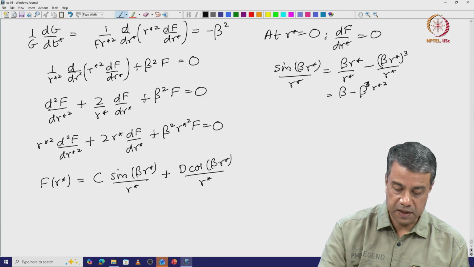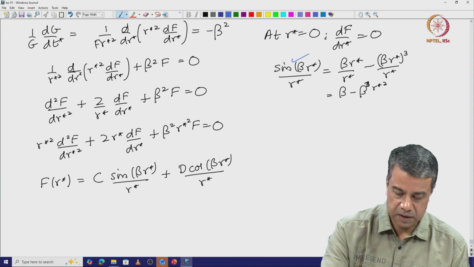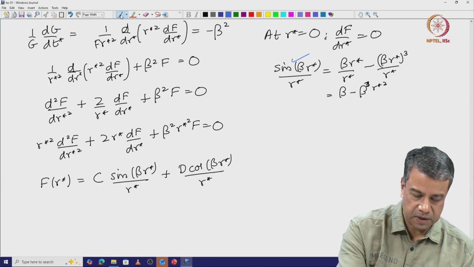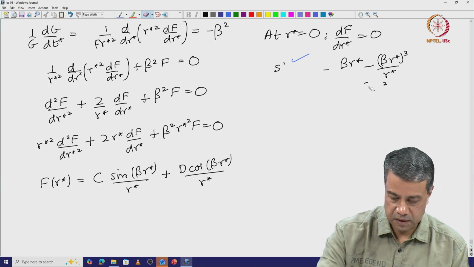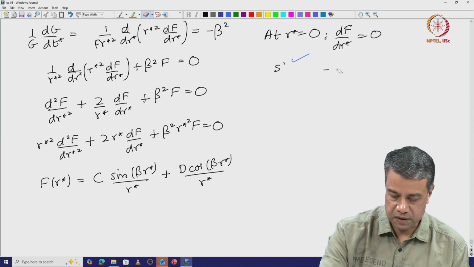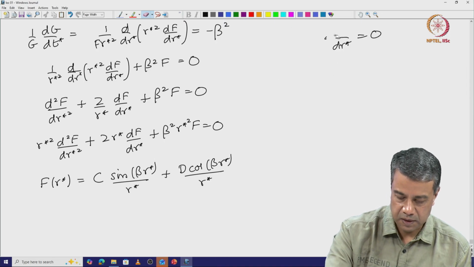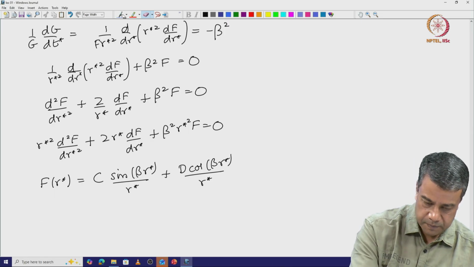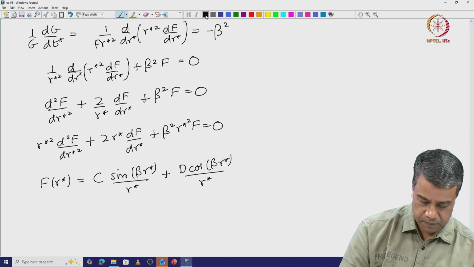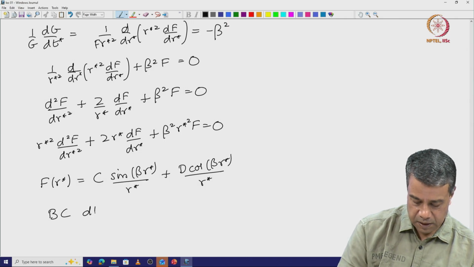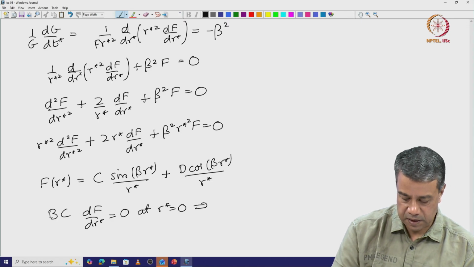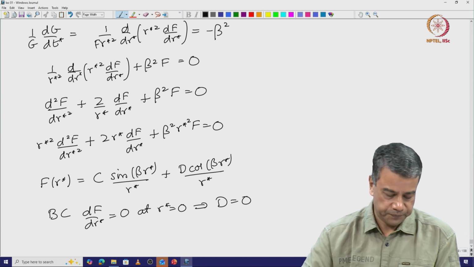So, this function does satisfy the boundary condition at r star equal to 0. Okay. So the first term satisfies the boundary condition, the second term does not. Therefore, I have to set the constant d equal to 0 in order to satisfy the boundary condition. df by dr star is equal to 0 at r star equal to 0 implies that d is equal to 0.